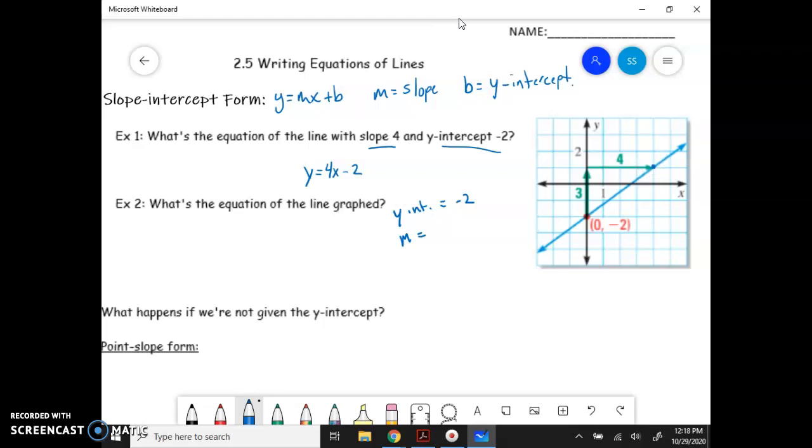Okay, so we're going to go up 3 over 4, and again this is up, which is positive, and to the right, which is positive. All right, so my slope is 3 over 4. So we're going to put that into the slope-intercept form. It's going to be y is equal to 3/4 x minus 2. All right, let's move on.